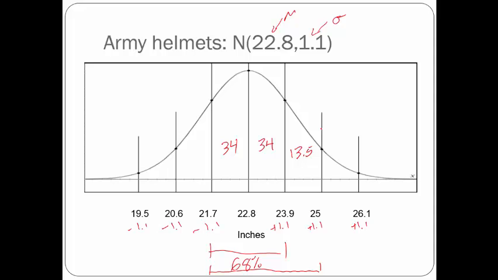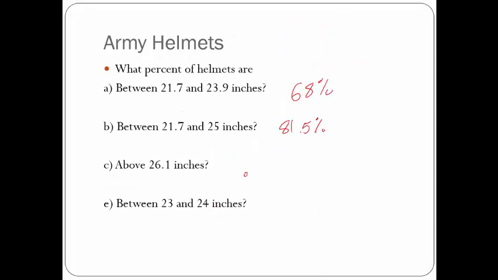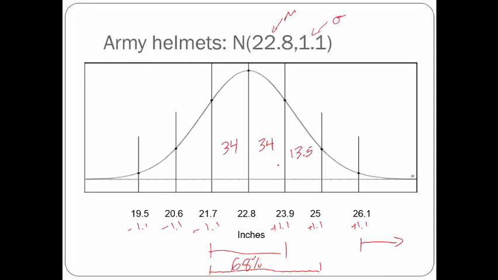Above 26.1, there are very, very few observations up there. And I actually do remember that was 0.15%. So there's hardly anything up there.